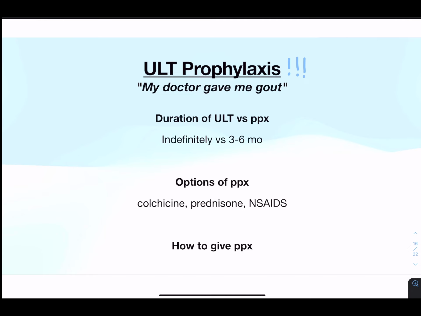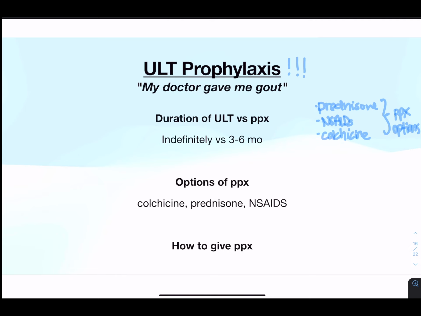You need to give prophylaxis for patients before you start ULT. And by prophylaxis, I mean you're going to give a flare treatment medication, as mentioned earlier, like prednisone, colchicine, or NSAIDs, but it may be a different dosing than when you are giving it for actual treatment of flare. And you need to do this ahead of starting ULT, although some people give it at the same time of starting ULT. ULT can precipitate gout flares, and if you don't give prophylaxis, patients will come back very unhappy. Even if gout flares with ULT, please don't stop or reduce ULT.